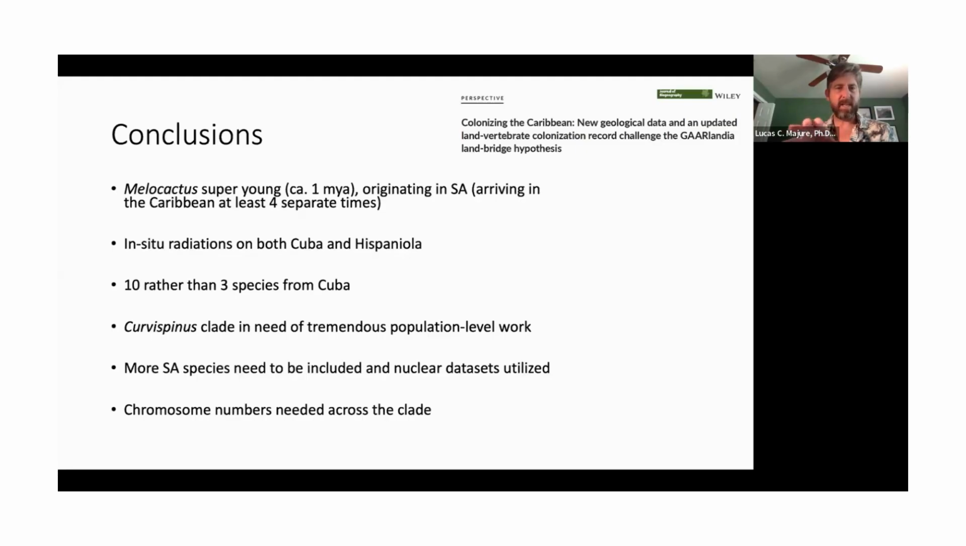We have these in situ radiations on both Cuba and Hispaniola. And what I mean by that is we have a group such as the Cuban clade, they're all endemic to Cuba, and they've radiated or diversified on the island of Cuba and essentially nowhere else, right? And so that would be Melocactus harlowi, Acunai, evi, Rhadoxi, lagunaensis, etc. And then we have those few species that have radiated on Hispaniola as well. We have about 10 species rather than just 3 from Cuba.